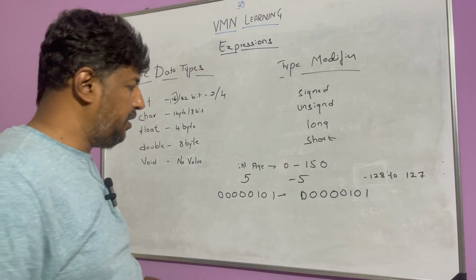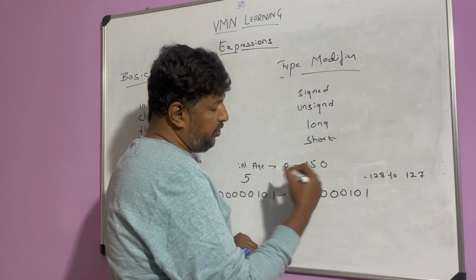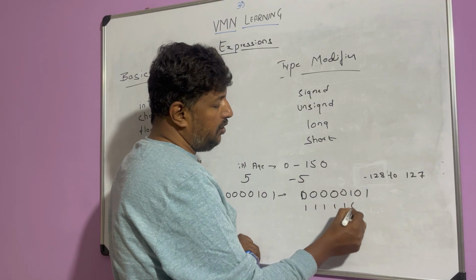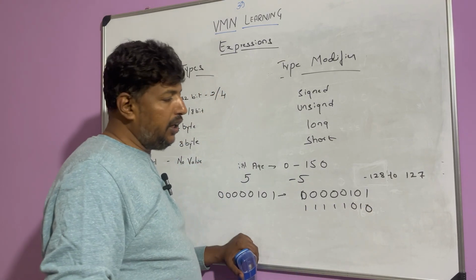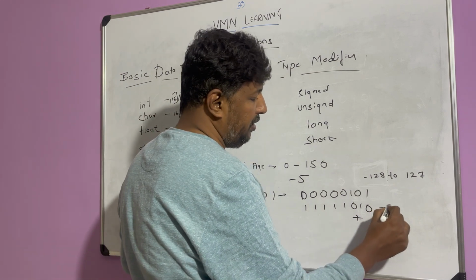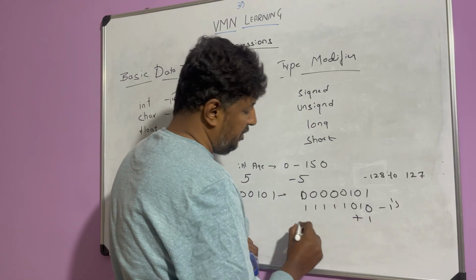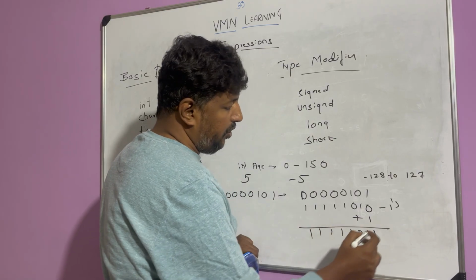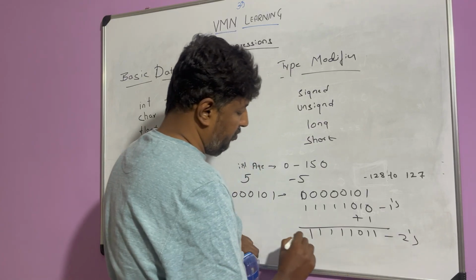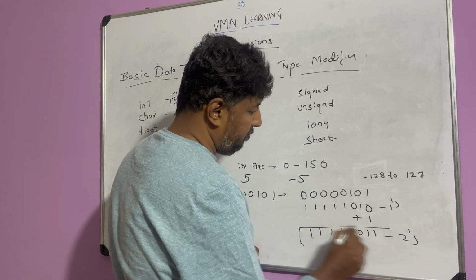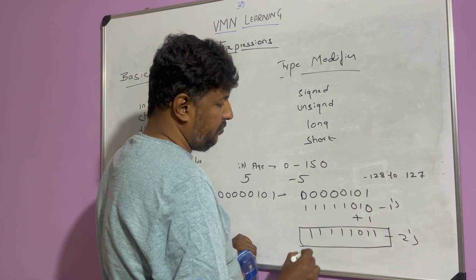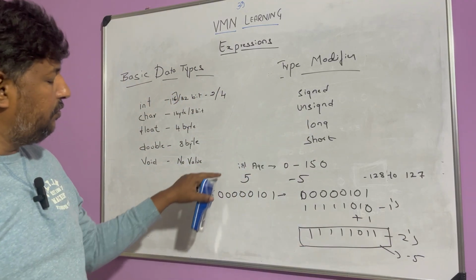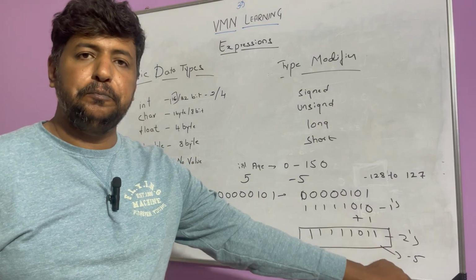How do we make the 2's complement? First we have to reverse the bits: 0 becomes 1, giving 1 1 1 1 1 0 1 0. This is the 1's complement. Now we add 1. This is the 2's complement, and this is your minus 5. Look at how it is stored: 5 is stored like this, minus 5 is stored like this.